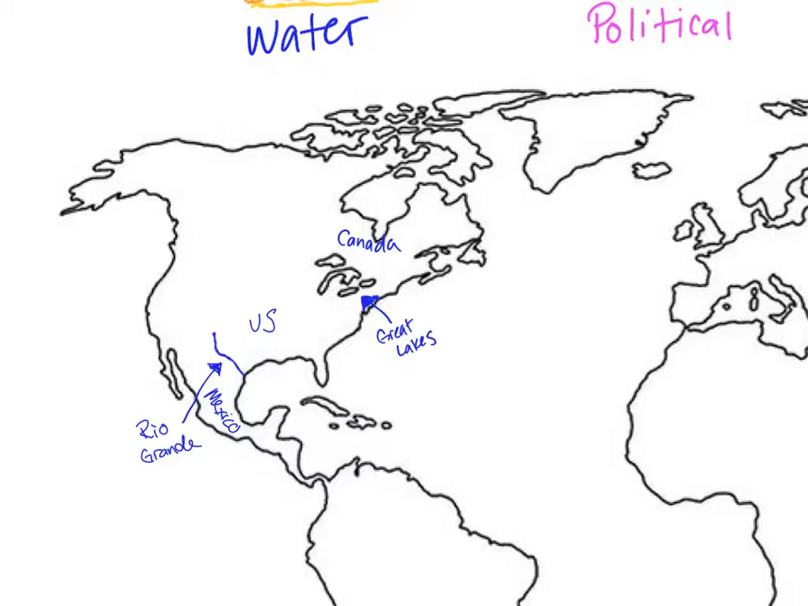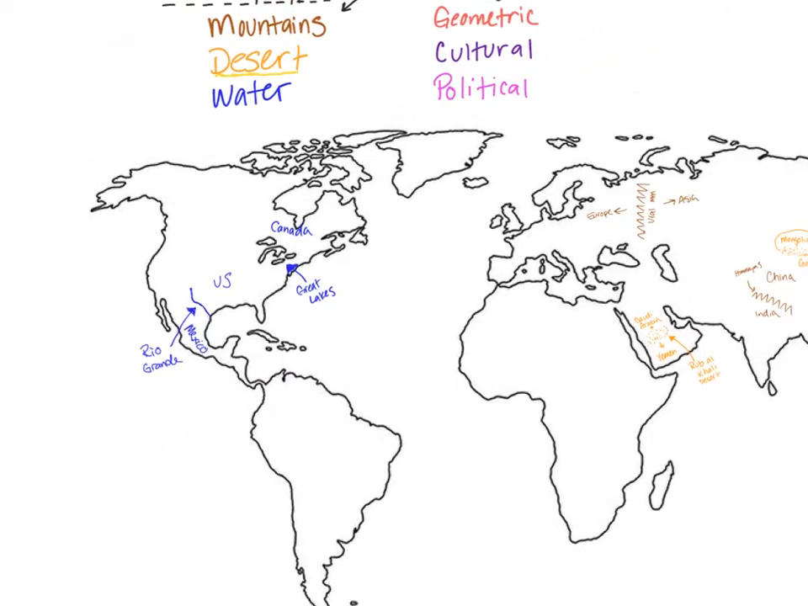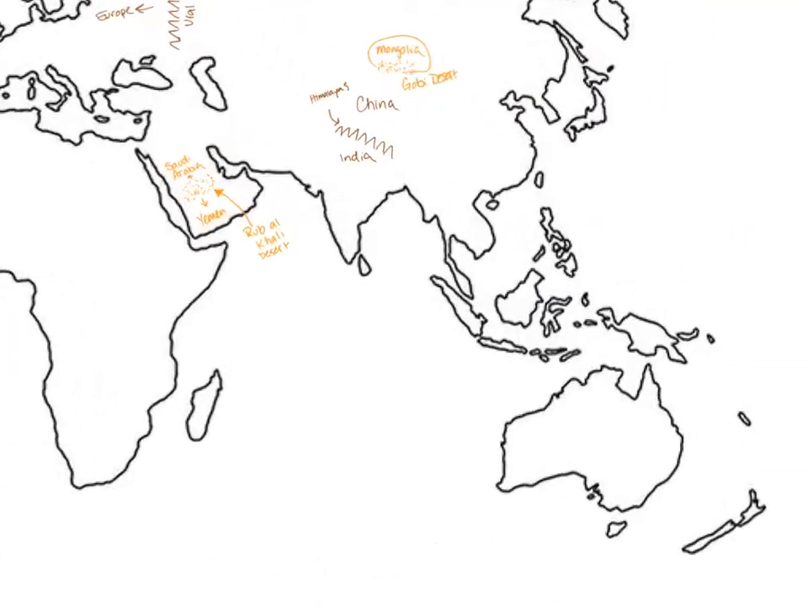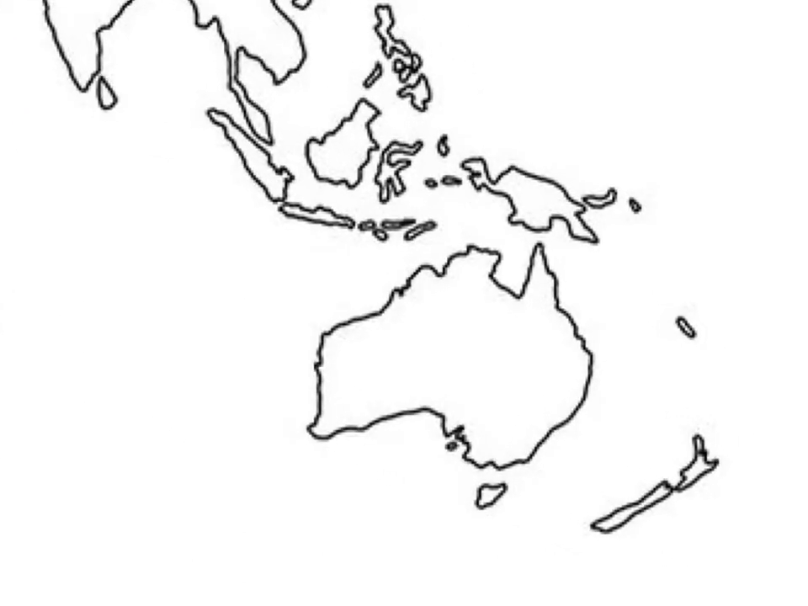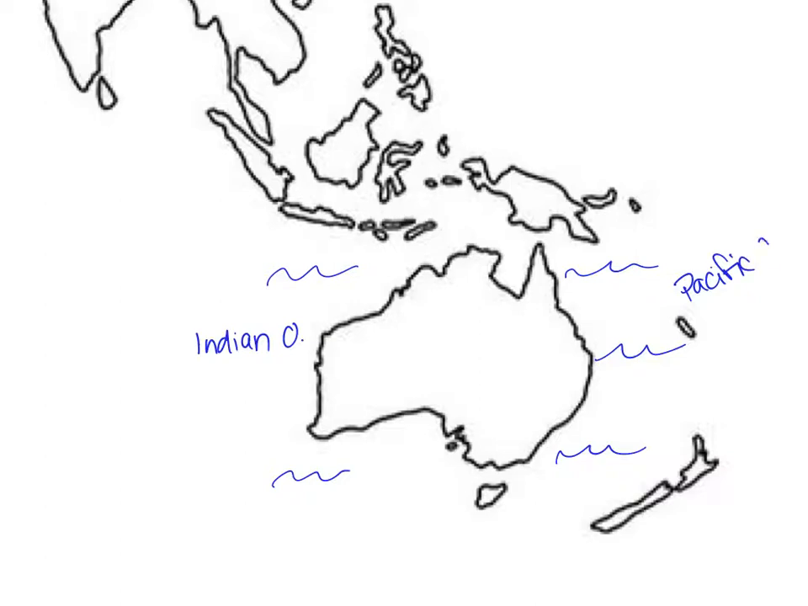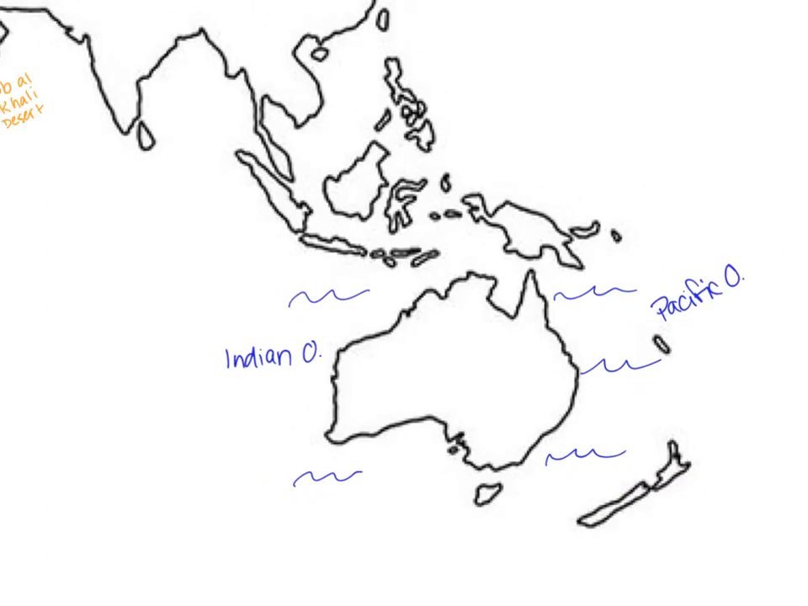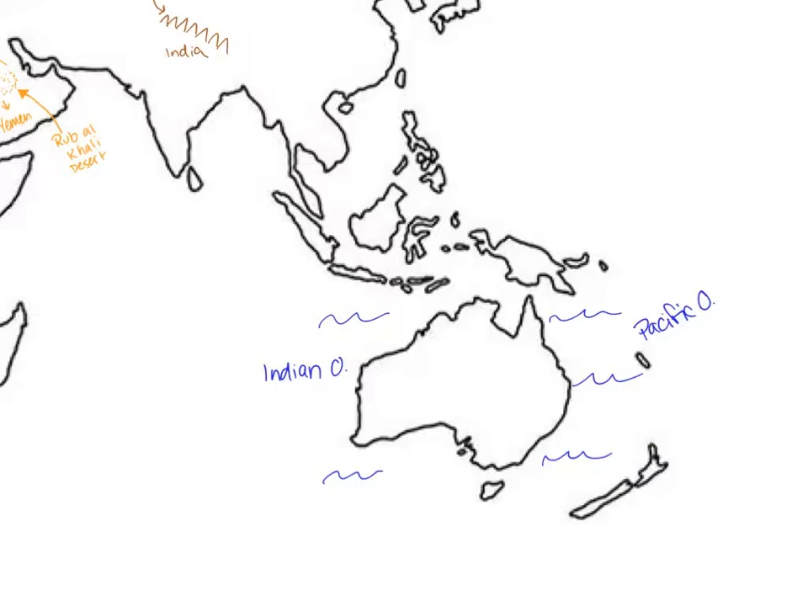All right, and the last water feature, you guys said it already, but oceans, right? Let's go over to Australia because they're an island, right? So they have, here's my waves, okay? They're surrounded by water. This ocean is going to separate them, right? We have the Indian over here and the Pacific over here. This is Australia.